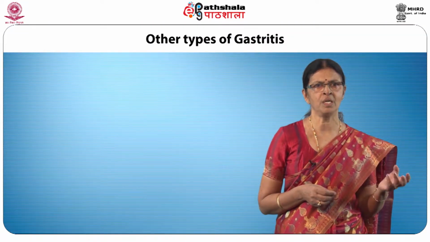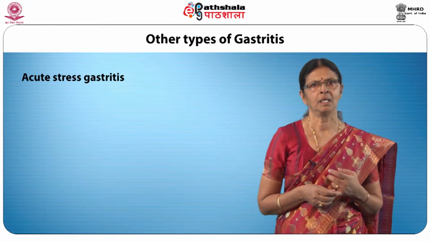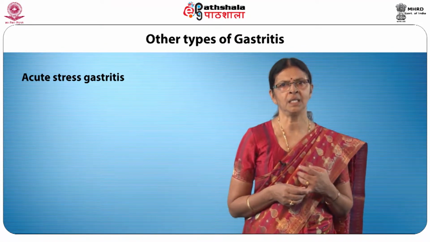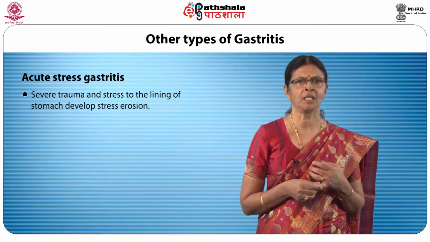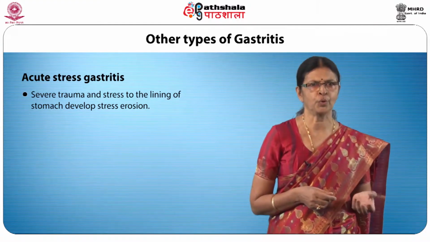Chronic gastritis is often directly attributed to dietary indiscretion or indirectly to toxic substances. Nevertheless, it may also occur in the absence of any known cause. Besides the primary and secondary chronic gastritis, there are other types of gastritis. Let us go through one by one. First one, acute stress gastritis. This occurs after surgery in critically ill patients. Severe trauma and stress to the lining of the stomach may develop stress erosion.